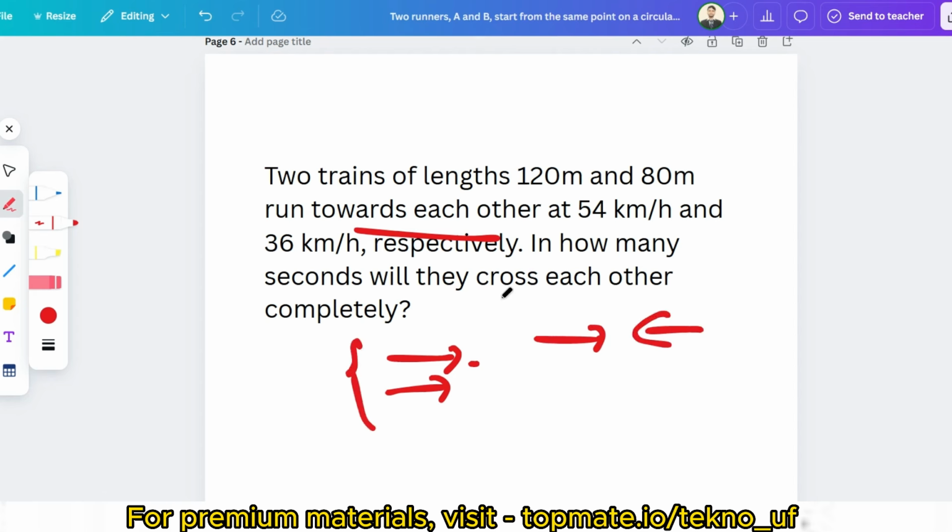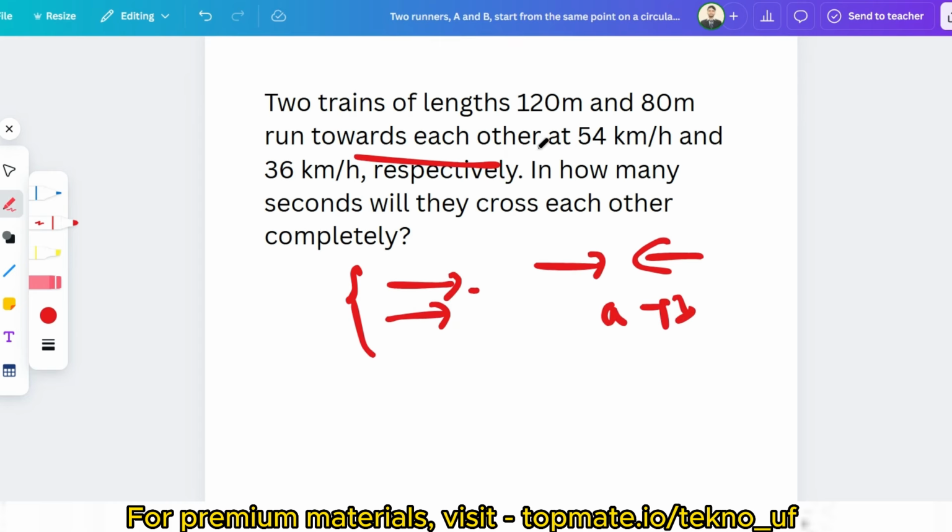So for this case, when the trains or the runners are going in the same direction, then the relative speed will be a minus b. When they are going towards each other, then a plus b. This is the relative speed, right? So the factor here is towards each other.